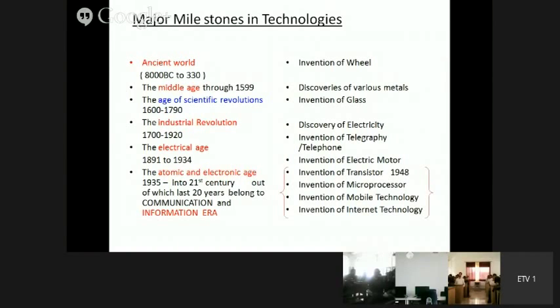Of the 21st century, the last 20 years belong to the communication and information era. This is a very important point because in the last 20 years we have been working very intensively in the field of communication and information.